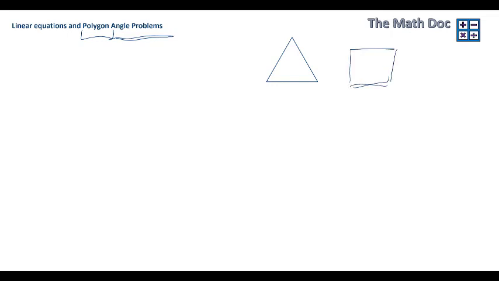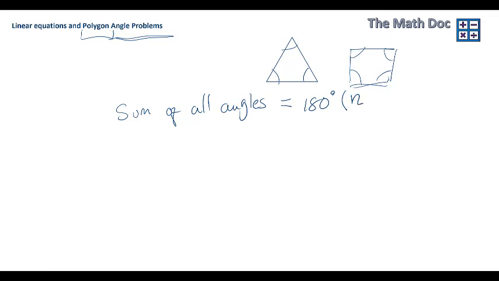Let's get started. When we look at different types of polygons, triangles, squares, all the different types of polygons, we know that there are rules about their angles. There are rules about the sum of the angles of a polygon, and specifically the rule is that the sum of all angles should be equal to 180 degrees times n minus 2, where n is the number of sides. We'll call that sum capital S.